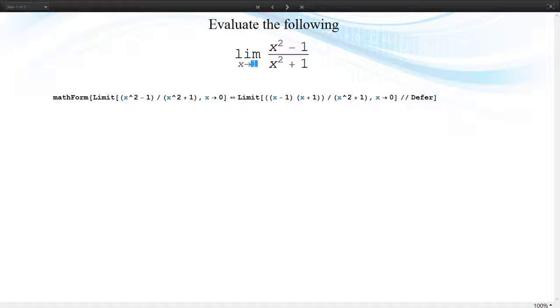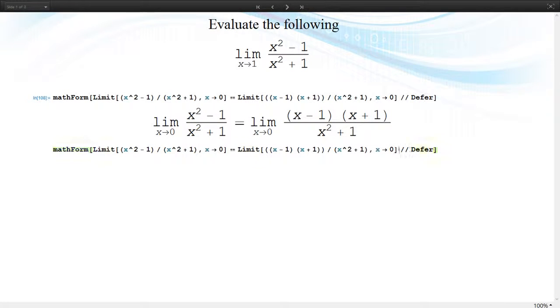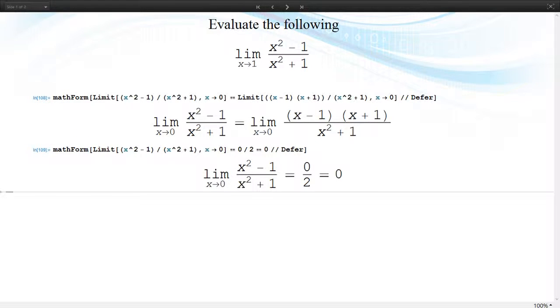So we do that. When we plug 1 into the top, we get 1 squared minus 1 is 0. And when we plug 1 into the bottom, we get 1 squared plus 1 is 2. So we end up with 0 as the value of the limit. Like so.